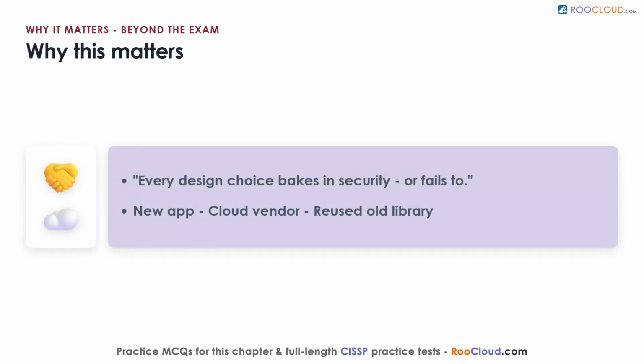Because you rarely inherit a clean slate. Picture a team shipping a new patient scheduling app, wiring it into a cloud vendor, and reusing an old payment library. Every one of those choices bakes in security, or fails to. When you understand secure design, you catch weak assumptions during architecture reviews before they harden into expensive rework.